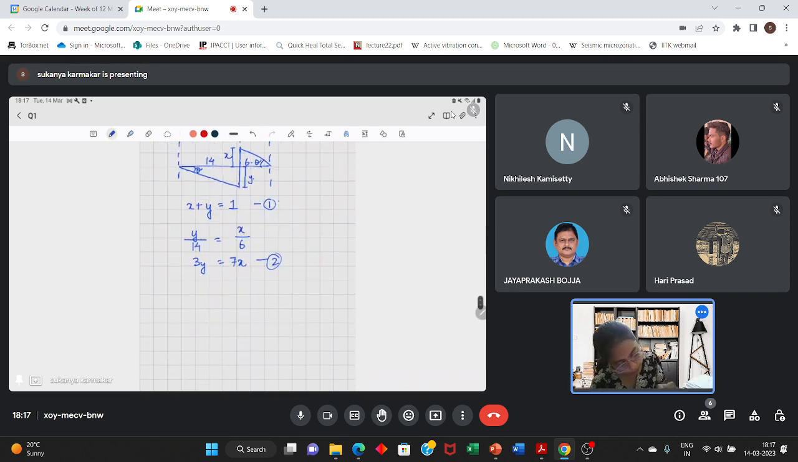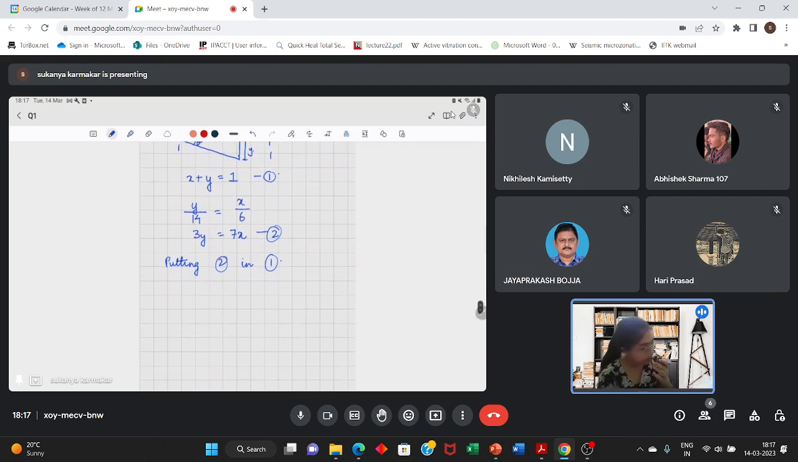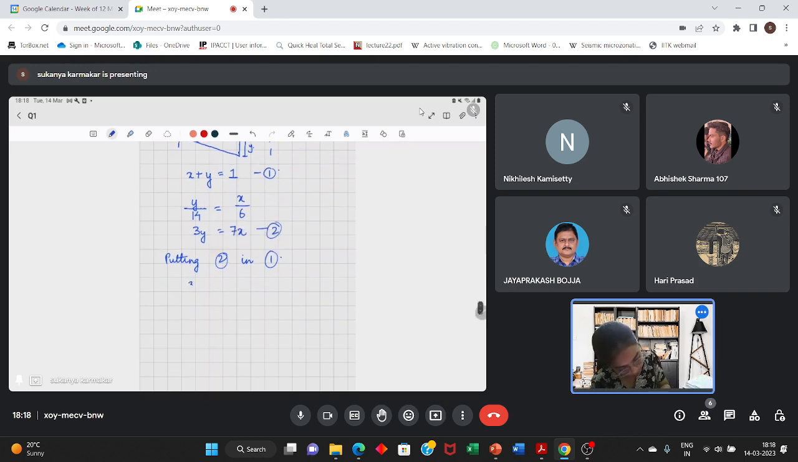So putting 2 in 1, you can solve that. You can put x to be equal to, sorry, I have made a mistake here. So this is 3, this is 7. So this is 3y is equal to 7x. This is equation 2.